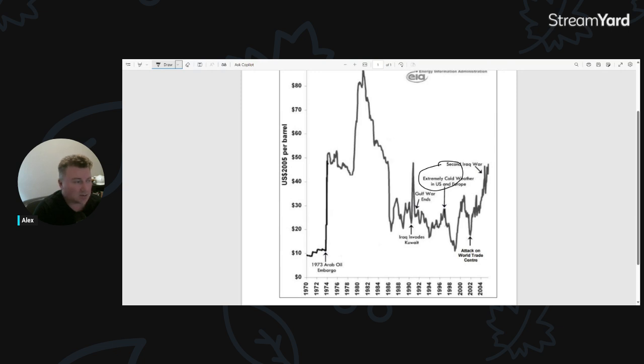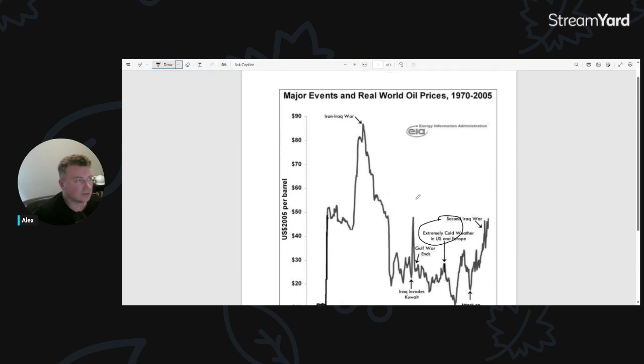And so the question is basically what happened historically and how historic events affected oil prices. As we move forward, what do we need to know and learn from history about price volatility and how various events impacted oil prices? So what you see here is a chart of major events in real world oil prices, 1970 to 2005, and the source is EIA, Energy Information Administration.